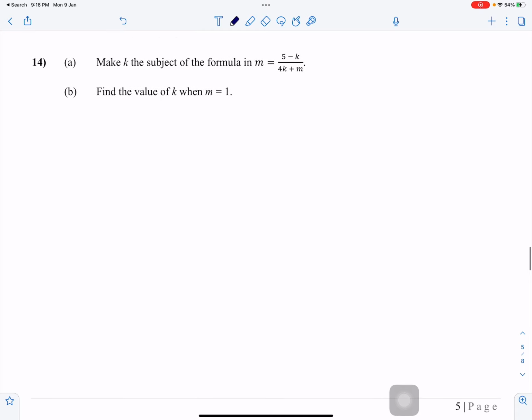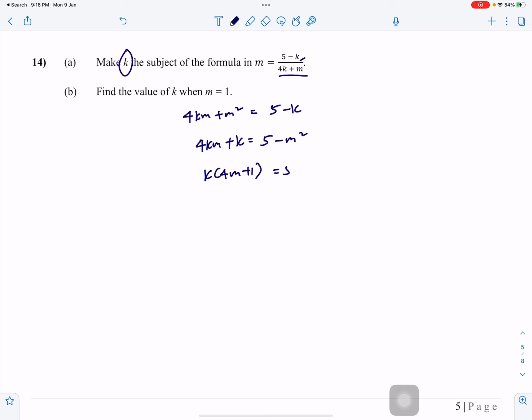Okay, all right. Now 14a itself is making k the subject. Now how do you make k the subject? Now you realize that there are two k's over here, so you have to take care and ensure you multiply them first. So the first step you do is to bring all the denominator to the other side first. Second step is to bring all the k to one side of the equation.